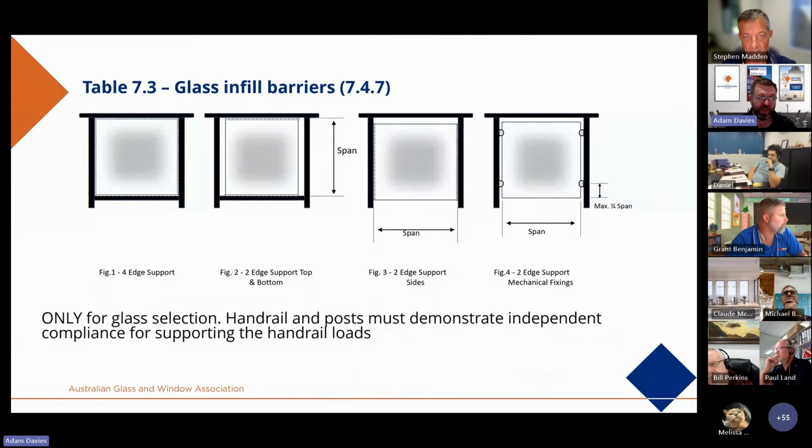We're going to talk about infill barrier and the table, which is table 7.3. This is probably the most useful table within AS 1288, and very specifically for replacement or repairs or already installed scenarios. Again, the guidance that is given in this table is for glass selection only. So in this case, the handrail and the post must demonstrate independent compliance for the relevant loads as per the occupancy type.